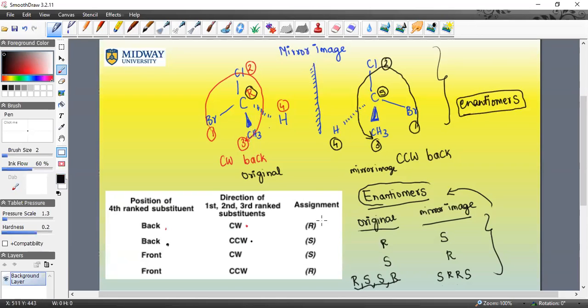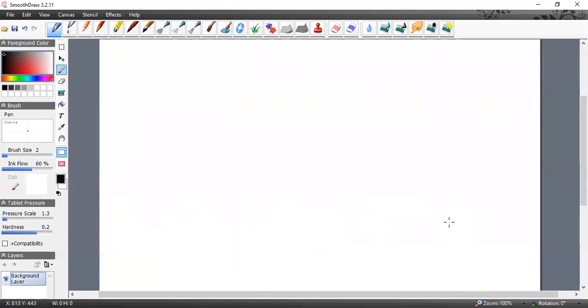So any chiral molecule that has an opposite notation than what it initially had on its mirror image is called an enantiomer. Okay, so we are not going to delve too much into it. So let's do something else.